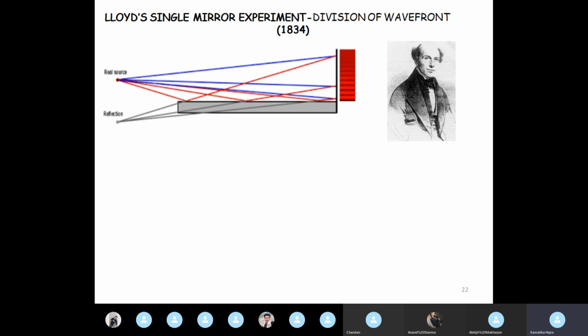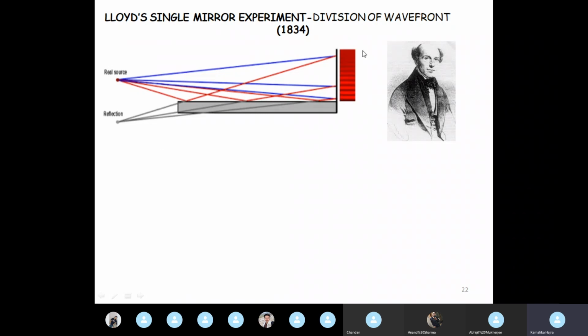And after this, we studied another experiment which also separates the wavefront coming from a single source. But here, unlike in Young's double slit experiment, it is done by the method of reflection. So this is Lloyd's single mirror. We have this mirror. This also I explained in the last class.